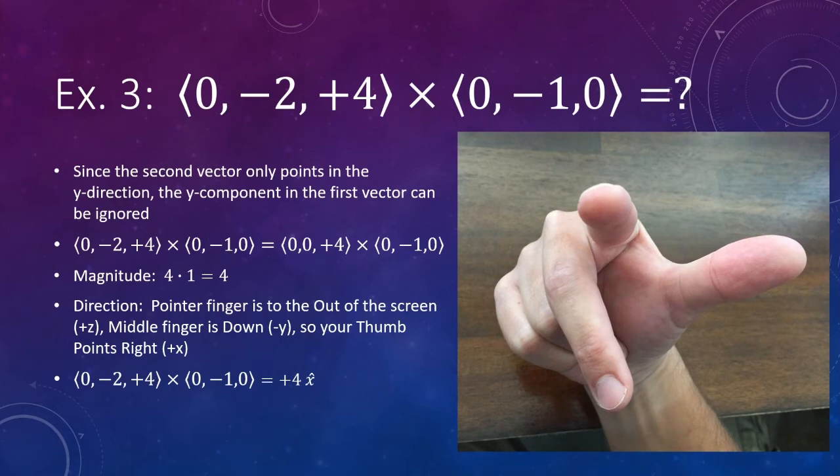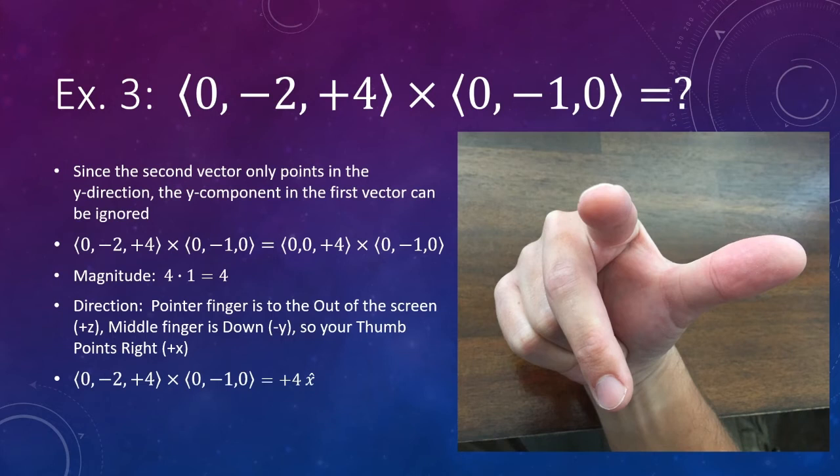So here's another case where we have a vector in 2 directions and the second vector in 1. If we look at our second vector, it is only in the y direction, so we can ignore any y components in the first vector. We can rewrite our cross product as 0, 0, 4 crossed into 0, minus 1, 0, because again, we only care about the perpendicular pieces. So the magnitude of the cross product is 4 times 1, which is 4. Again, we'll account for the signs when we do our right hand rule.